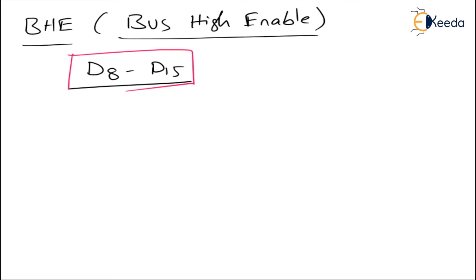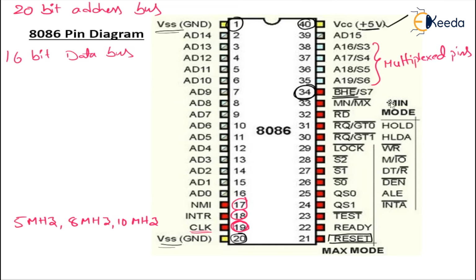So it is used to indicate the transfer of data using the data bus, that is higher order 8-bit data. When the signal is low, this is low during the first clock cycle and thereafter it is activated, that is bus high enable. It is used to indicate transfer of data using the data bus. Now coming to the next pin.